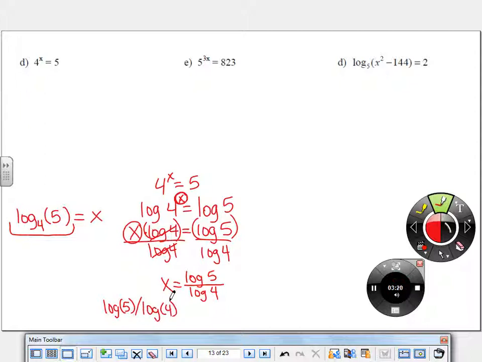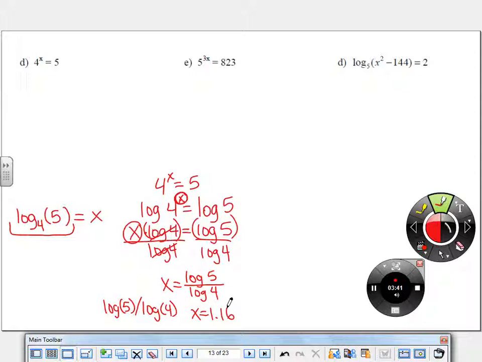Okay. And then you should get 1.16. So we get 1.16. Okay.